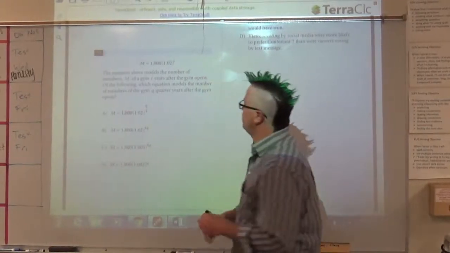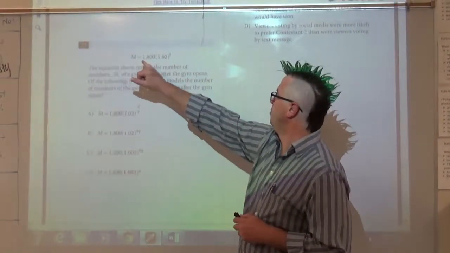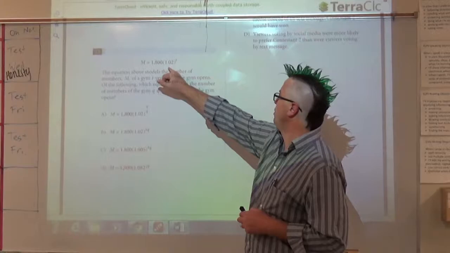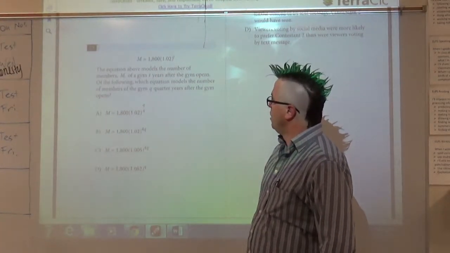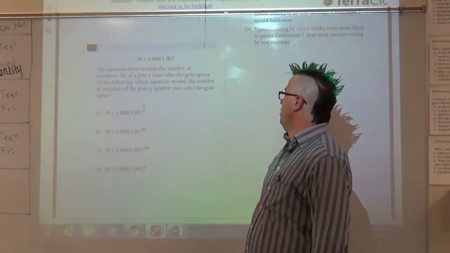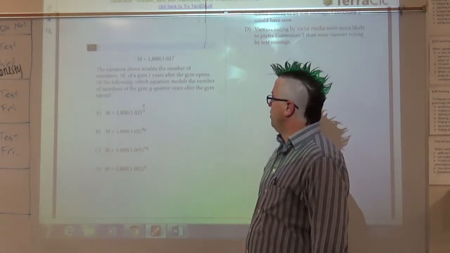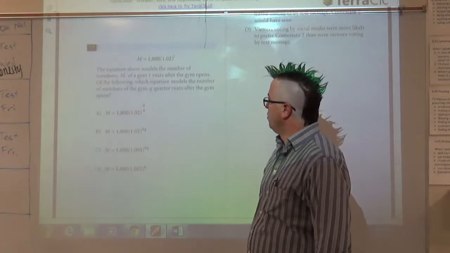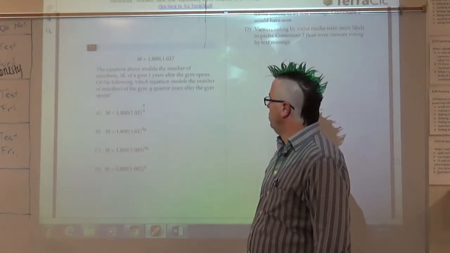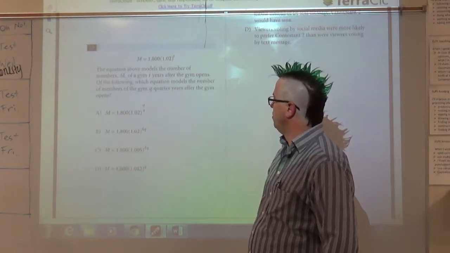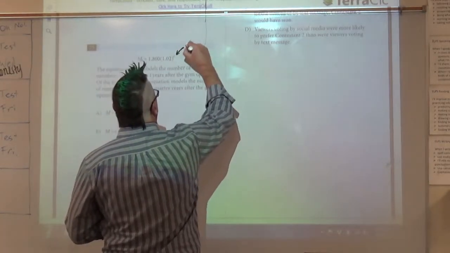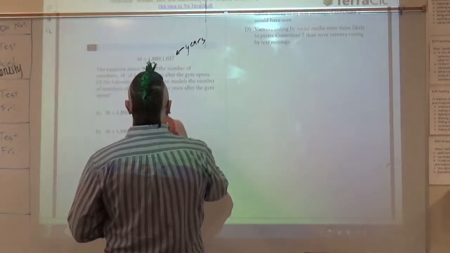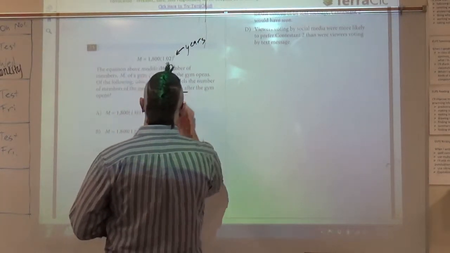All right, for 23, they give us an equation: M equals 1800 times 1.02 raised to the t. The equation above models the number of members, M, of a gym t years after the gym opens. Of the following, which equation models the number of members of the gym q quarter years after the gym opens? All right, so t is years, and they want to know about quarter years.